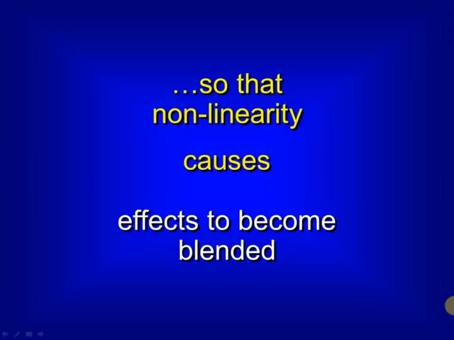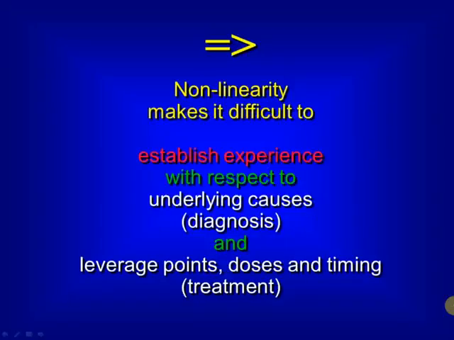So what we can see is that nonlinearities cause effects to be blended, right? The effect of what comes from this subsystem and this subsystem and this subsystem, they interact in creating an effect. So that means that nonlinearities make it difficult to establish experience. We talked about that in the Augsburg case. To rely on the fact that last time the system reacted this way, so this time it will react that way, that is not necessarily a valid conclusion.